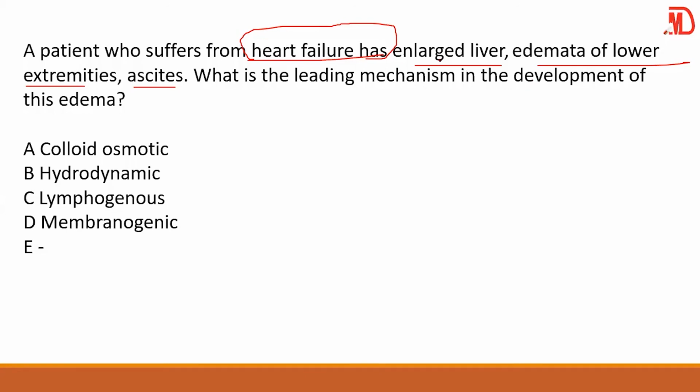So it has led to what? Enlargement of the liver. There's edema of the lower extremity and ascites. What it means is that the blood is accumulating in all these areas, and it is not going back into the heart for it to be used and come back again. Okay, so what it means is that there is what? Too much volume in the interstitium.